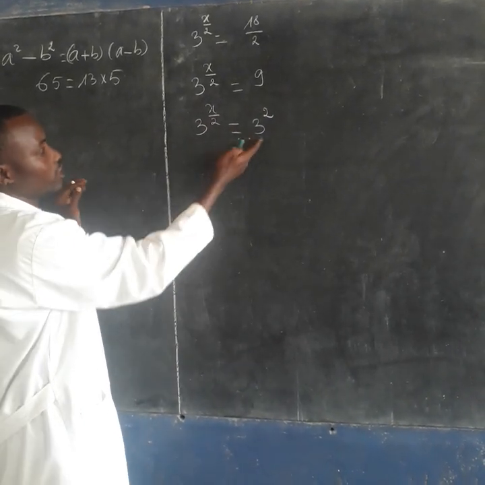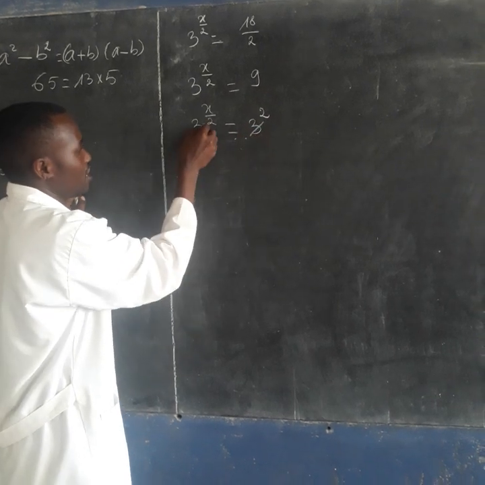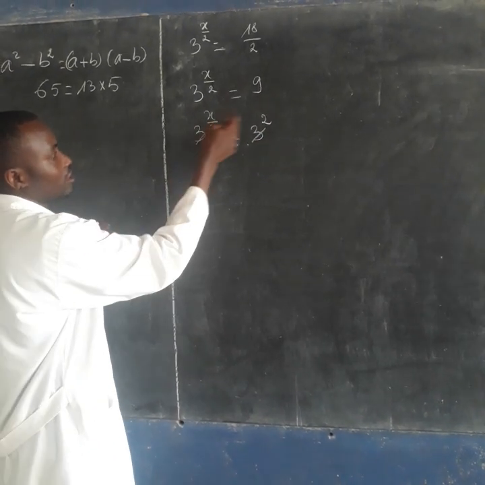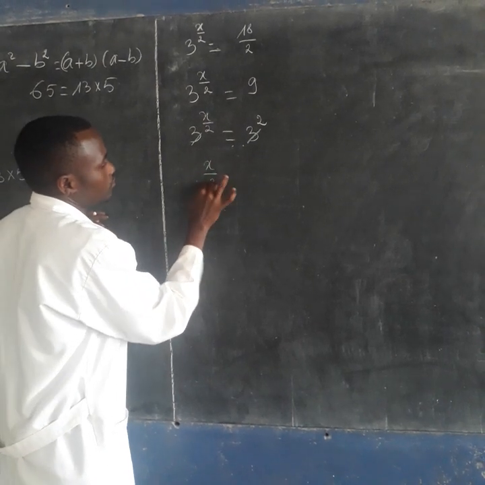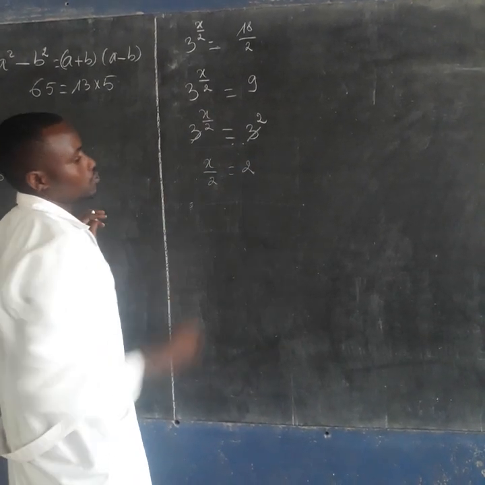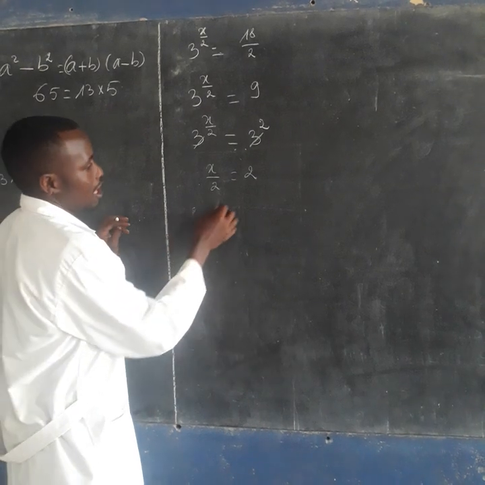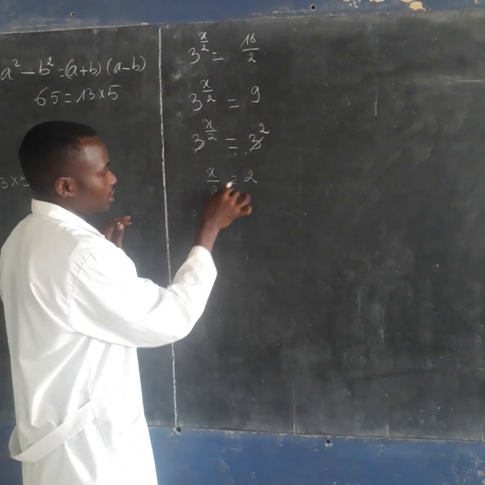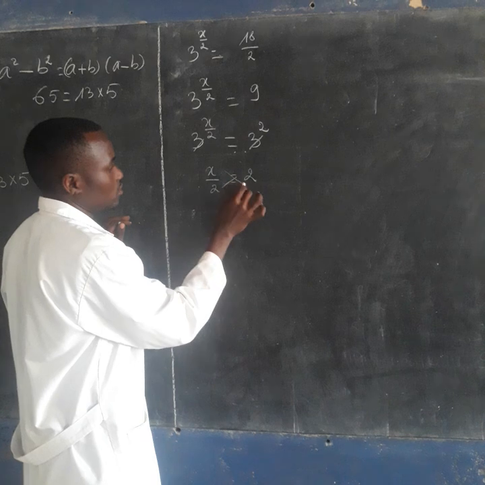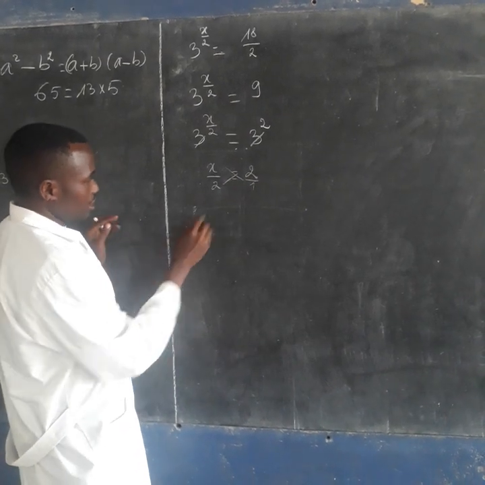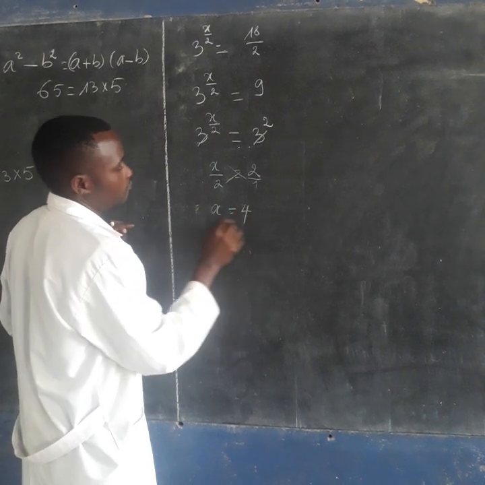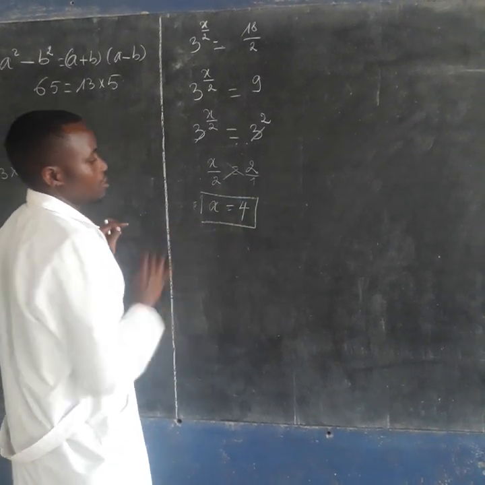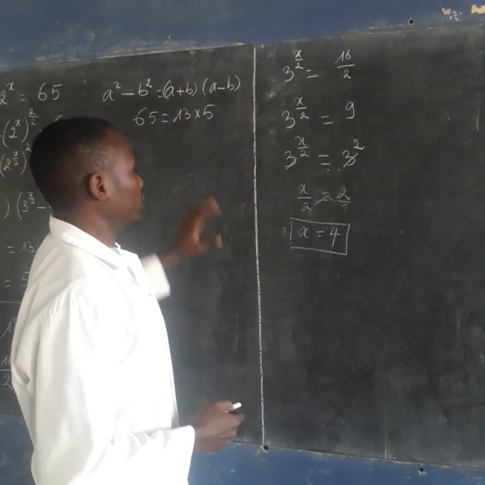When we have an equation with the same base, we can simplify like this, so that the powers will be equal. Here we get x over 2 equal to 2. And by cross multiplication, this will multiply here and this will multiply here to get x equal to 4. This will be the last answer for our equation.